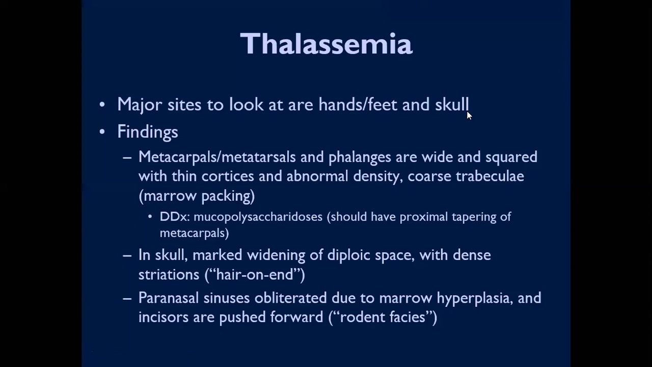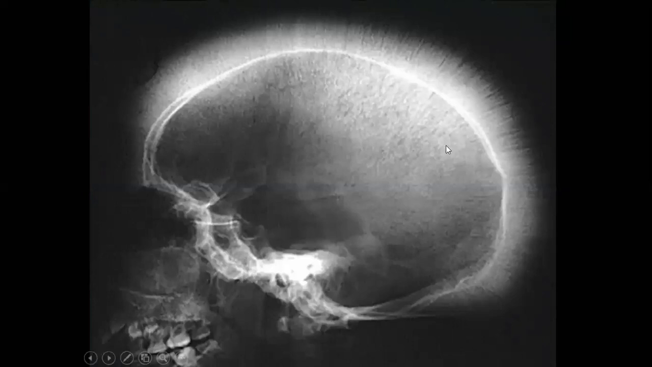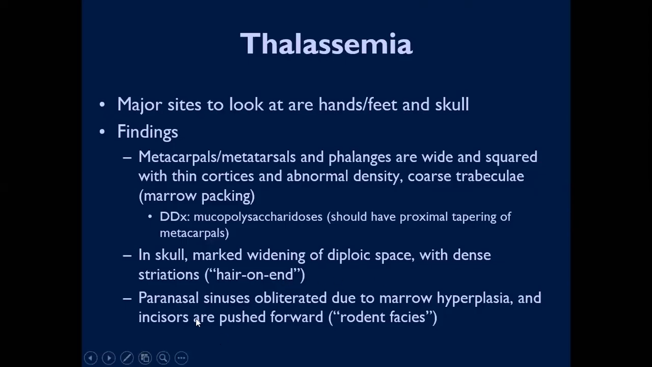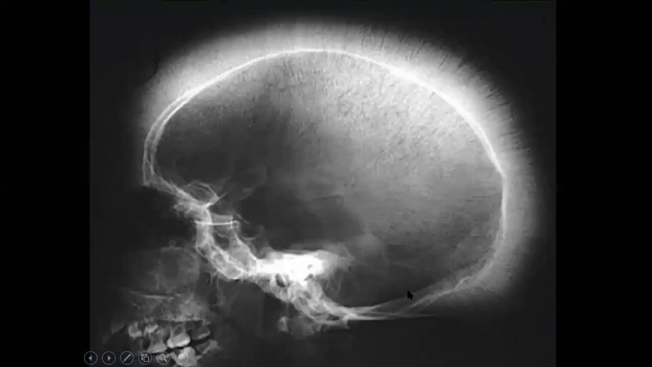Hand, feet, and skull. The metacarpals, metatarsals, phalanges: wide, squared, thin cortex, abnormal density, coarse trabeculation. The differential will include mucopolysaccharidosis, but that one has proximal tapering of the metacarpals. In the skull, marked widening of the diploic space with dense striation, which is this hair-on-end appearance. Paranasal sinuses, marrow hyperplasia, incisors are pushed forward, what is called rodent facies.